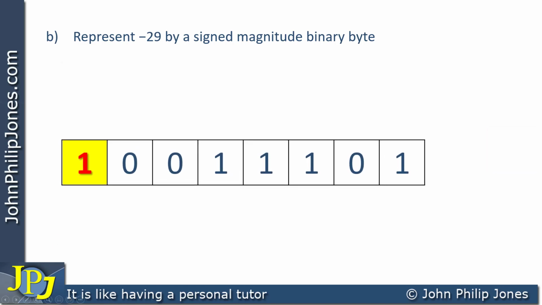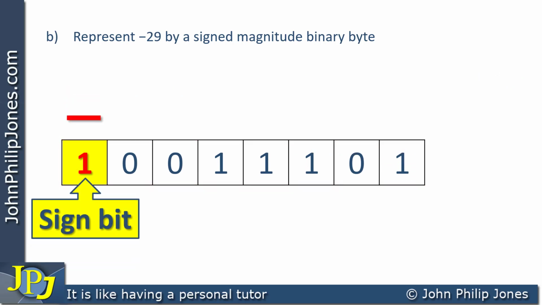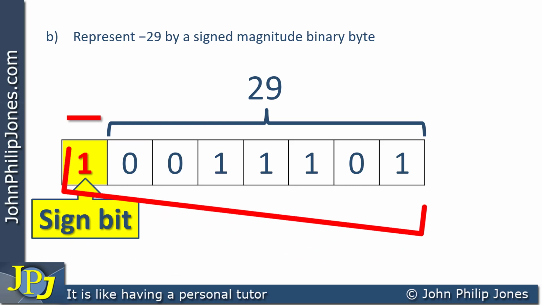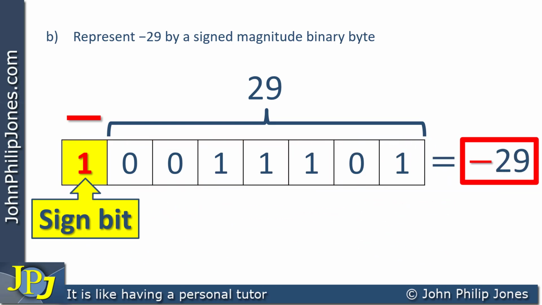So if we now concentrate on this, we've got this being the sign bit, and because it's 1, it's negative. This being 29, and of course all of this byte then will represent minus 29.